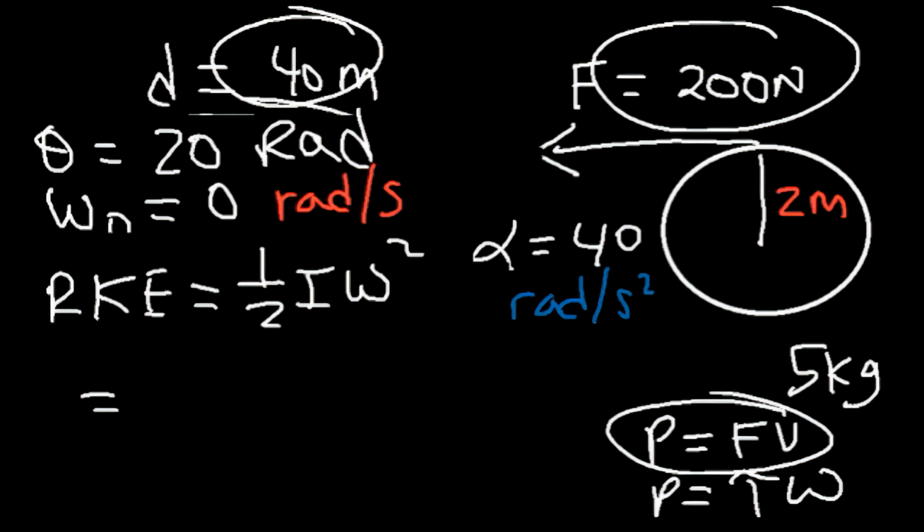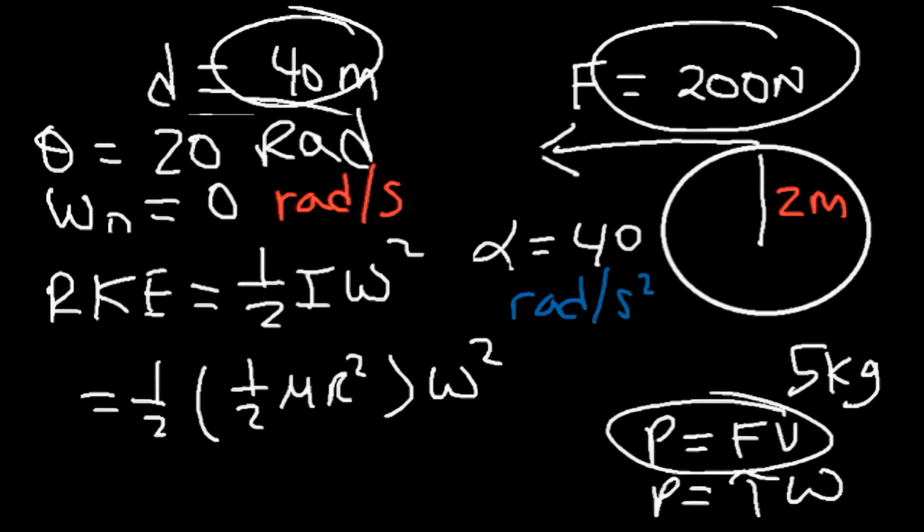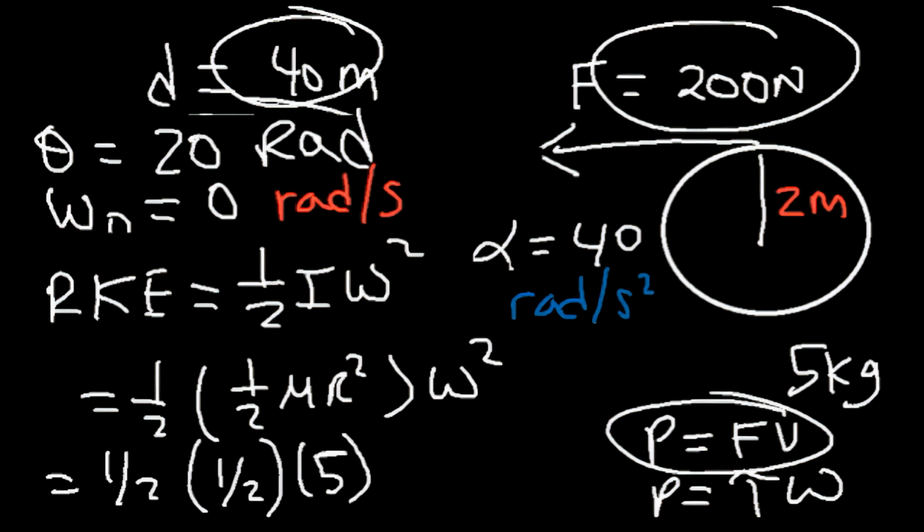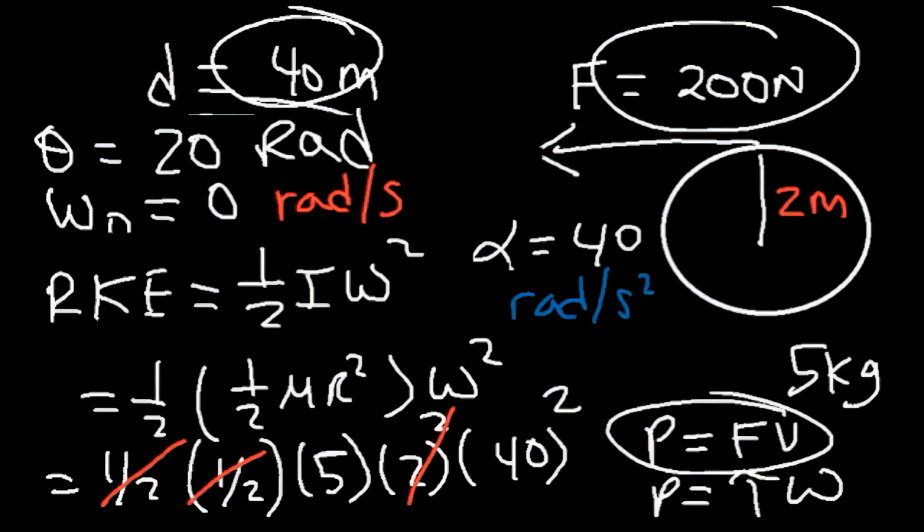So first, we need to calculate the inertia. The inertia of a disk is 1/2 mr squared. So that's 1/2 times a mass of 5 times a radius of 2 squared, and the angular speed is 40, the final angular speed. So 2 squared is 4, and 1/2 times a half is 1/4. These cancel. 40 squared is 1600 times 5 is 8,000.